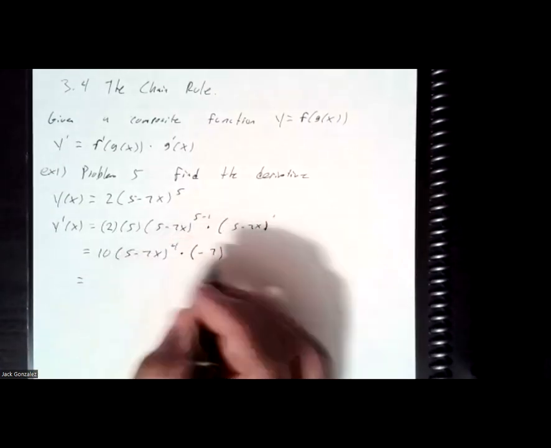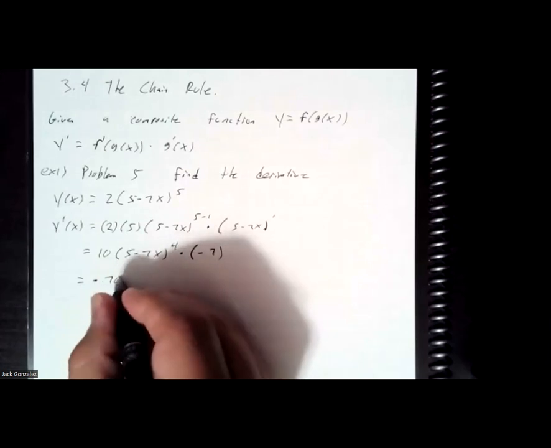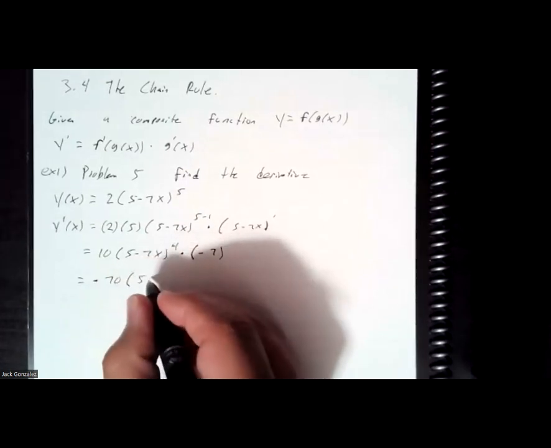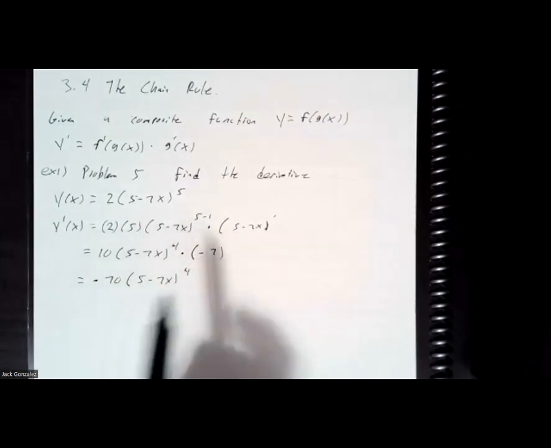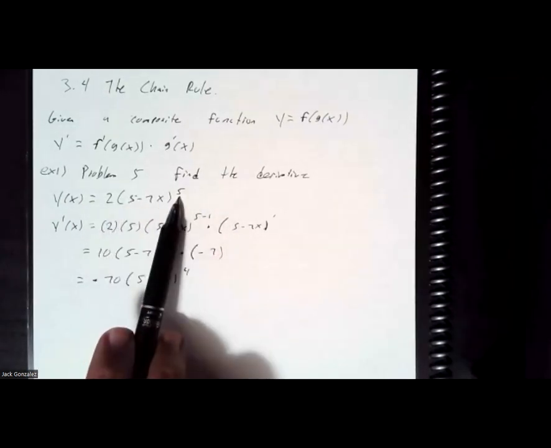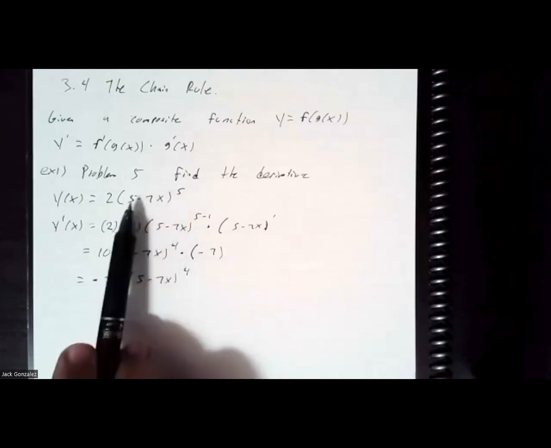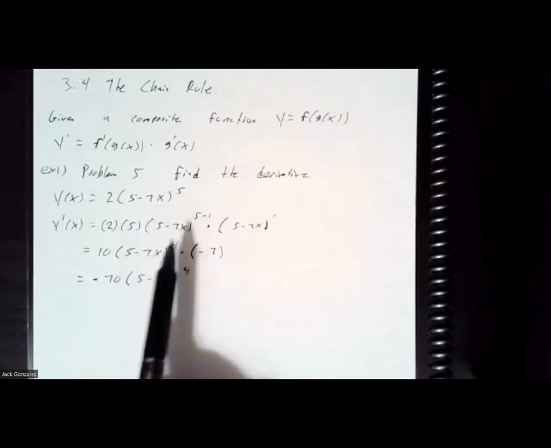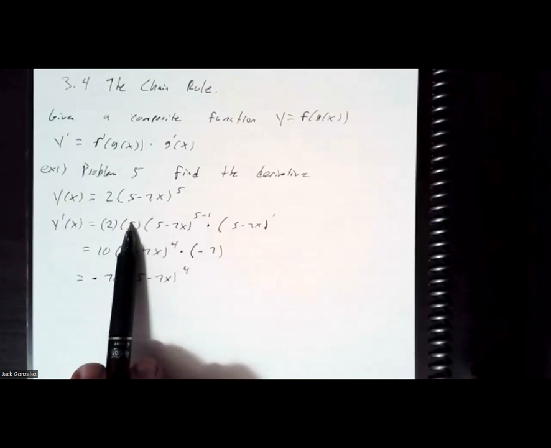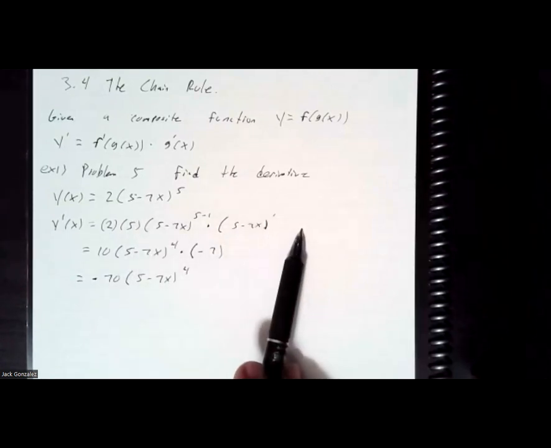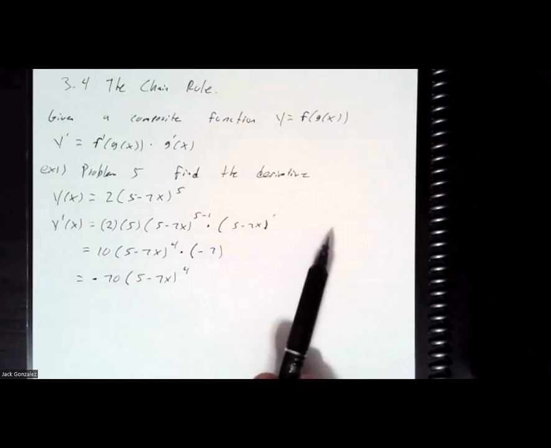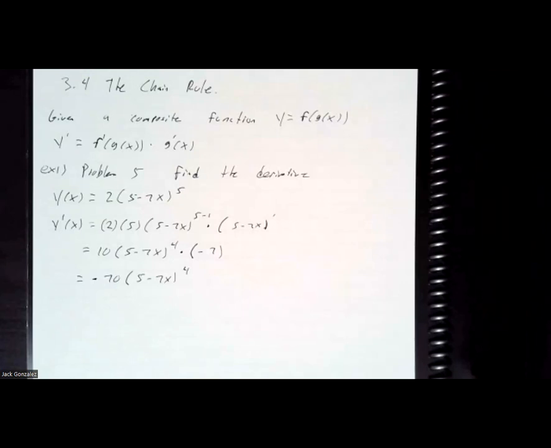So at this point, multiply your numbers, you get -70 times (5 minus 7x) to the 4th. So that's it. Given an outer function of 5th power and an inner 5 minus 7x, do the outside first, times the derivative of the inside. If there was one more inner function, you would do times that inner part. But that's it for example five. Awesome.